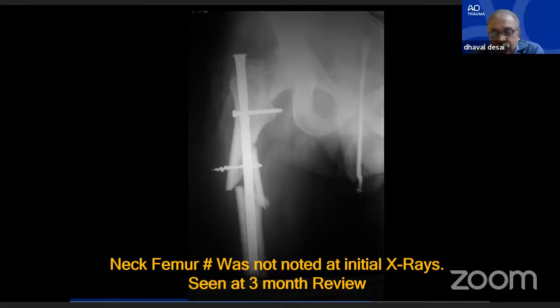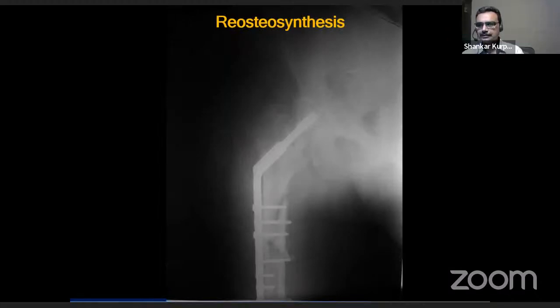I think the other thing is that the circlage also missed the main fragment. Possible. So anyway, the surgeon said that this needs to be redone, and justifiably so. So he took the patient back into OT and did this.